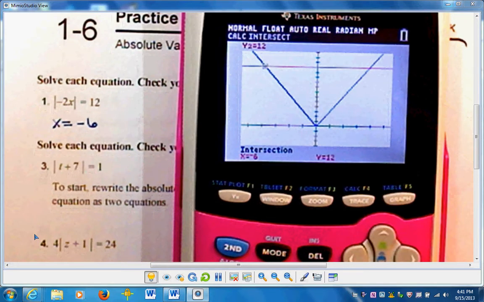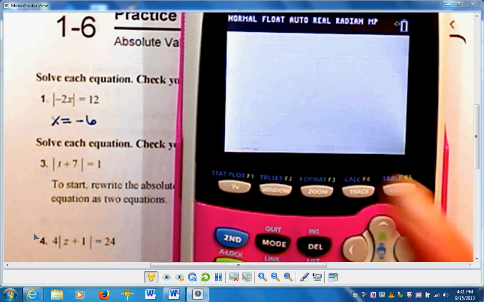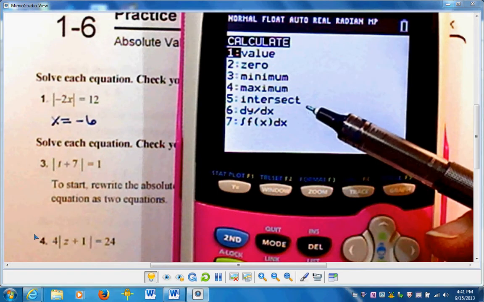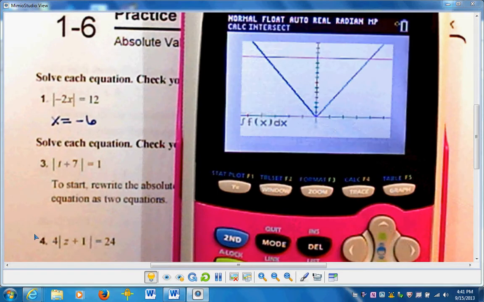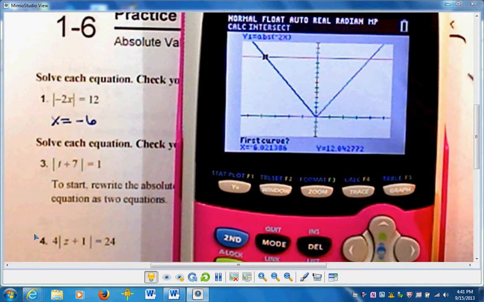So I'm going to go through the whole process again. I'm going to do second trace because I'm in fact calling up the calculate. I want to do the intersection, so I push 5. But this time I want to be over here. So notice that I'm on the absolute value. See, it's moving down the absolute value. Tells me I'm on y1, which is my absolute value. So I'm going to move close to the intersection that I want.